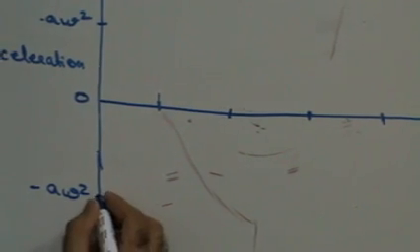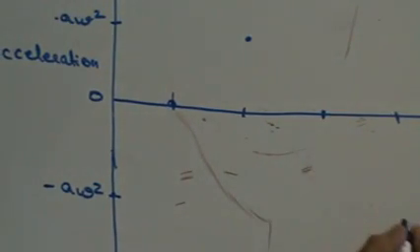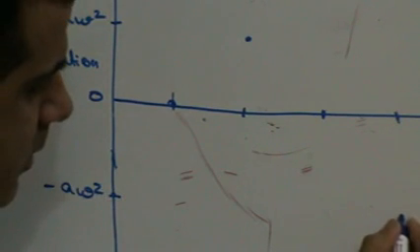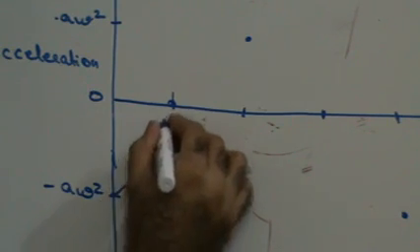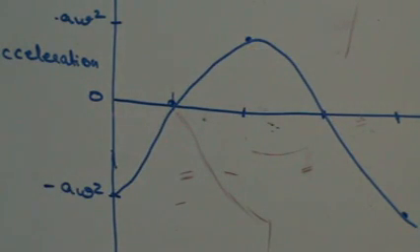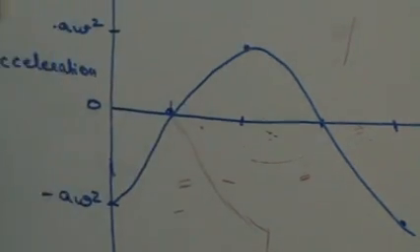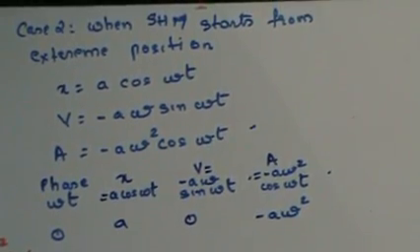This is going to start from minus a omega square, 0, a omega square, 0 and then minus a omega square, right? So in that case, this is going to be my graph of acceleration. Fine, do we understand this? So do we understand how do we represent SHM graphically? This is your graphical representation of SHM both when it starts from mean position and when it starts from extreme position.